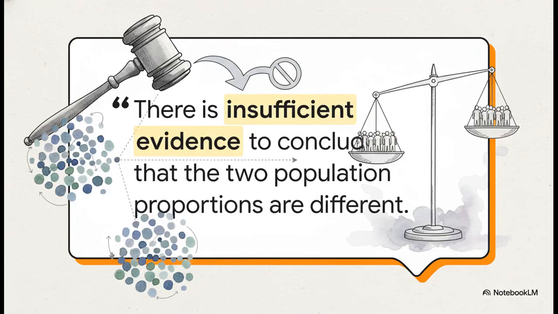And that leads us to our formal conclusion. So what does that mean in plain English? It means the difference we saw in our sample just wasn't big enough. It wasn't surprising enough to make us reject that innocence claim. Our yes or no tool is giving us a clear no. We did not find a significant difference.